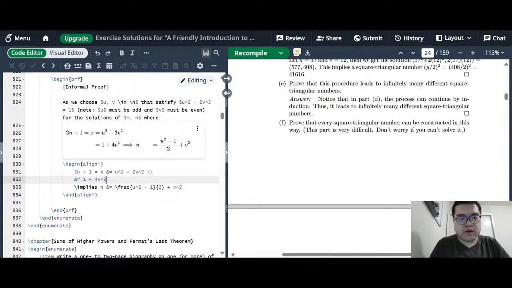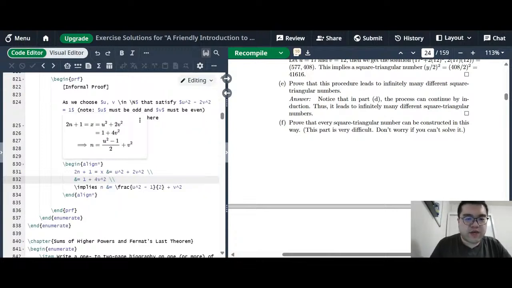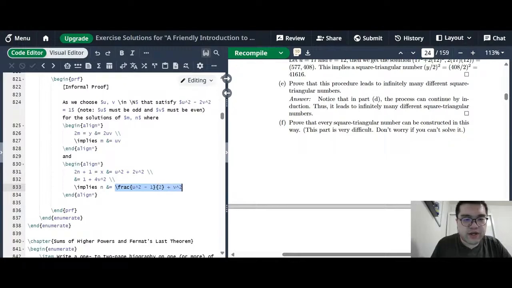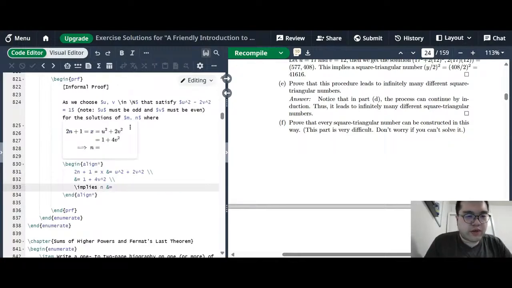We actually get this thing is going to be equal to 1 plus 2v squared. Why does it matter? Because now if we try to solve for n, we take away the 1, and then we get n is just simply equal to 2v squared.